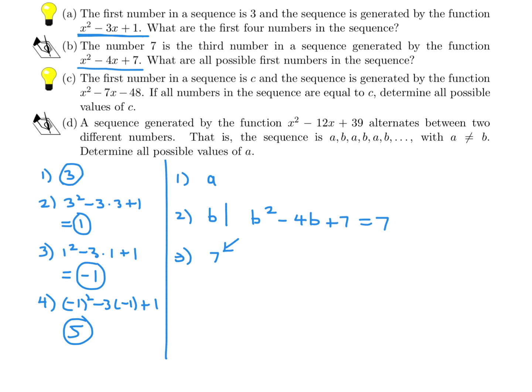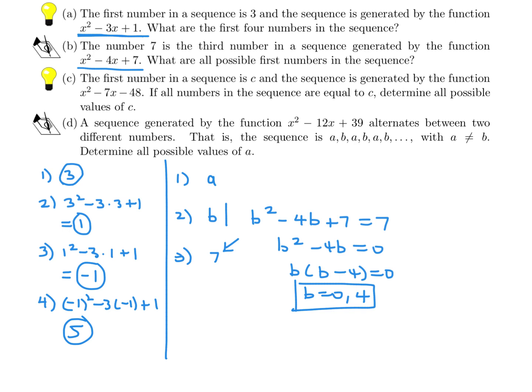Okay, so that shouldn't be too big of a deal. That means b squared minus 4b is equal to 0. So if you factor out the b, you get b times b minus 4. So b is either equal to 0 or 4. Okay. B is equal to either 0 or 4. All right. That's a pretty good finding.